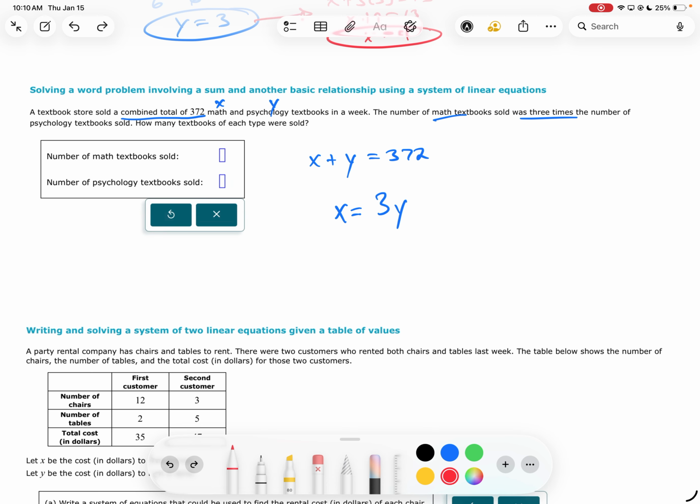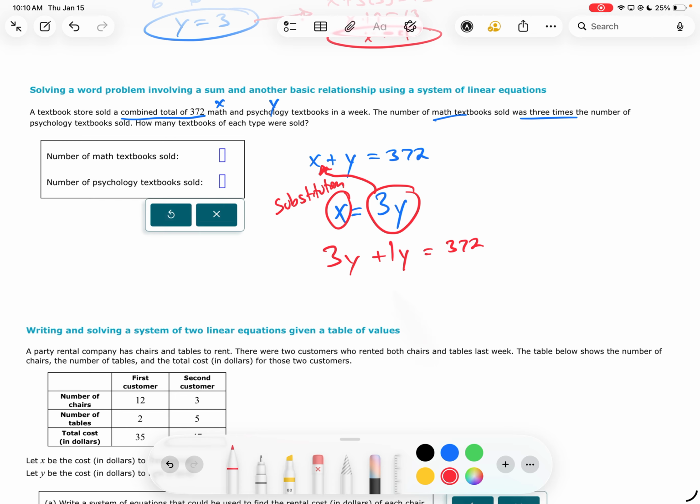And I guess if you read the sentence, sold was 3 times the number of psychology. So that tells you right there. On this one, technically you already have the X by itself, so it's easier to use substitution. So I'm going to take this X and plug it in. Oh, whoops, I don't want to plug that in. I want to plug this in. Instead of writing X, I'm going to plug in the 3Y. So I get 3Y for my X, because X is equal to 3Y, plus Y equals 372.